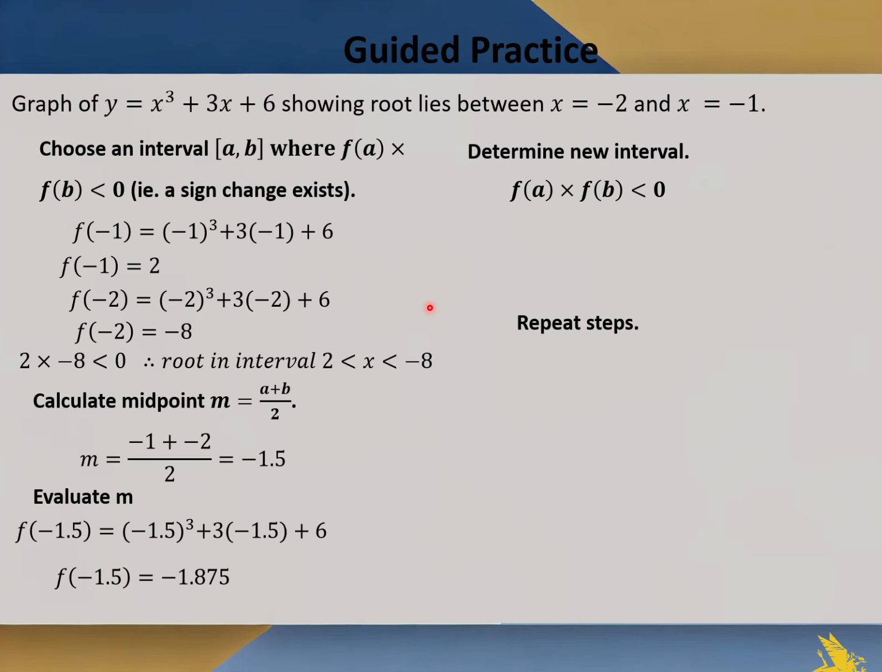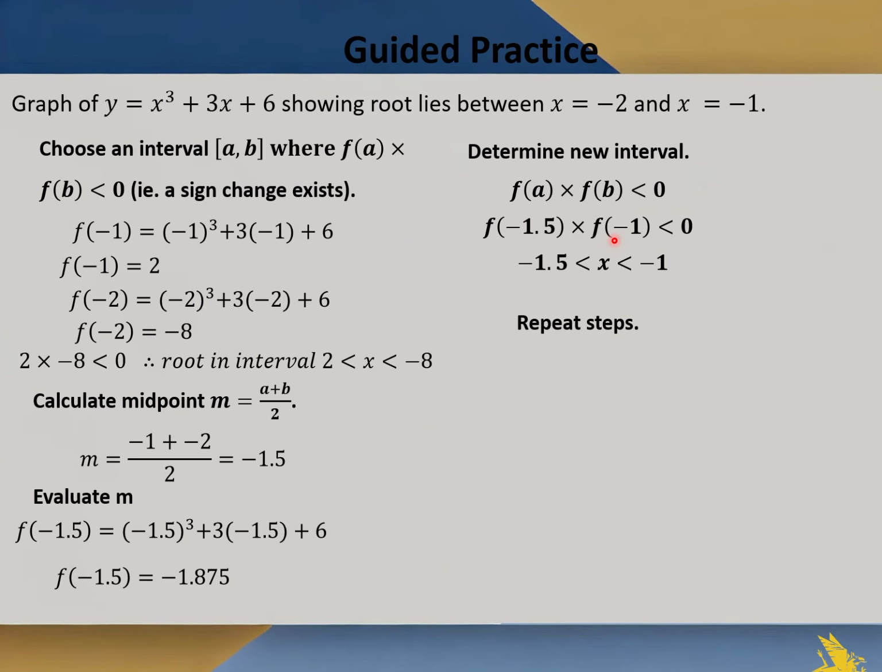From this, we need to determine the new interval that is going to give us less than 0. So we need one negative, one positive. We have to use this midpoint, which is negative. So the other one that gives us a positive is negative 1. So we know it's going to be between negative 1.5 and negative 1.